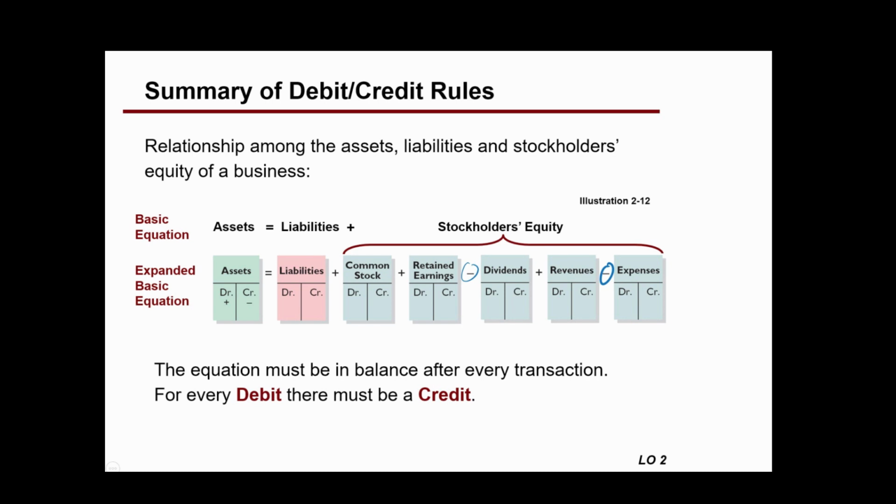Liabilities is the other way around. So with the credit, it means it's an increase, and with the debit, it's a decrease. With the credit, it's an increase. What about common stock? Same thing. Retained earnings and revenues, they are all the same thing.